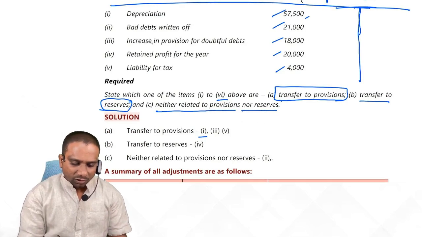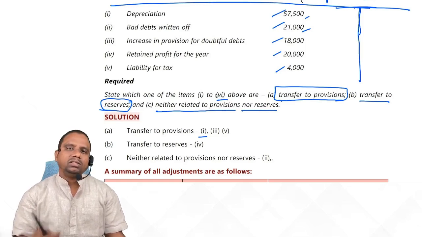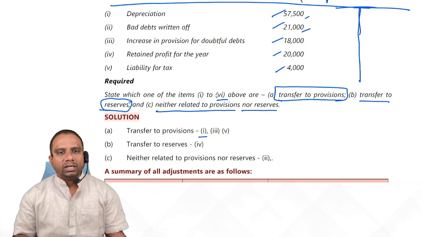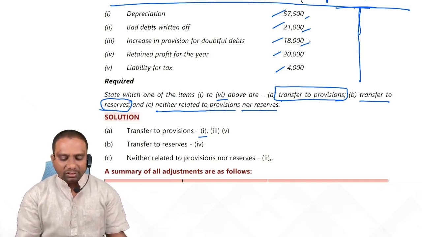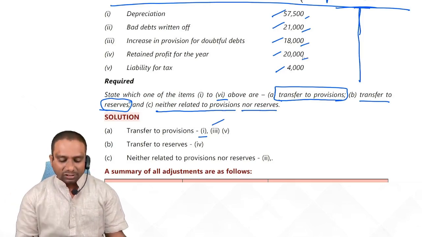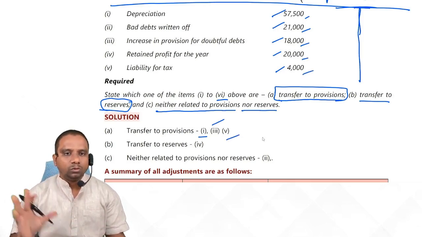Okay, next one, bad debts written off. Bad debts written off, it is neither provision nor reserve. Why? Because already bad debts written off. What is the entry we record? Bad debts account debit to debtors account. Next, increase in provision, yes, it is provision. Retained profit for the year, it is related to reserve. Next, liability for tax, it is related to provision. This is a simple question, students.